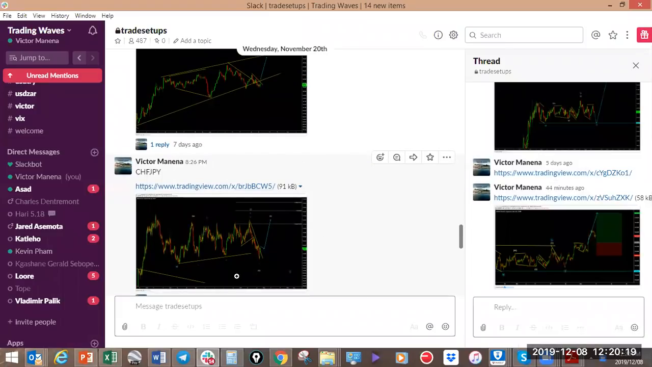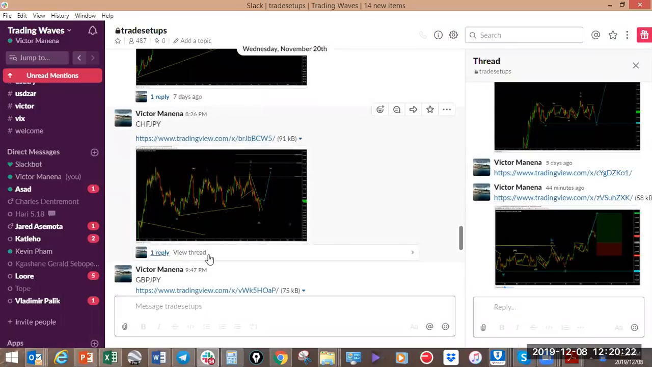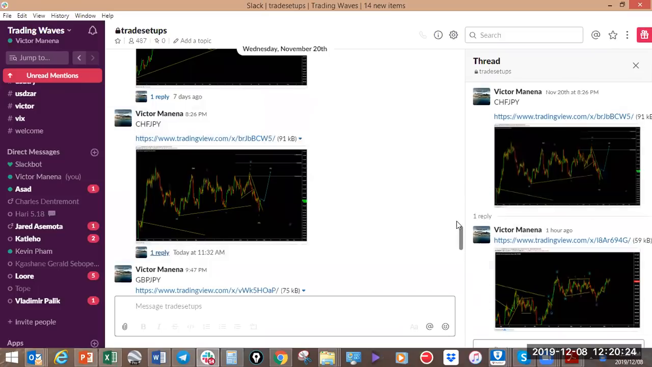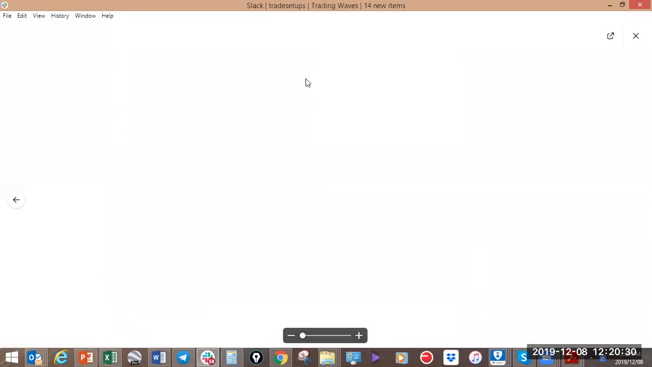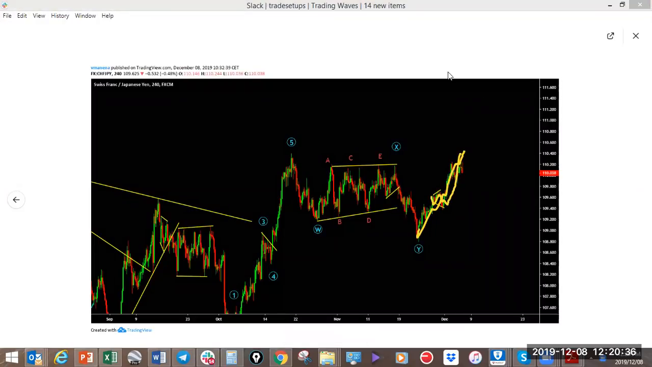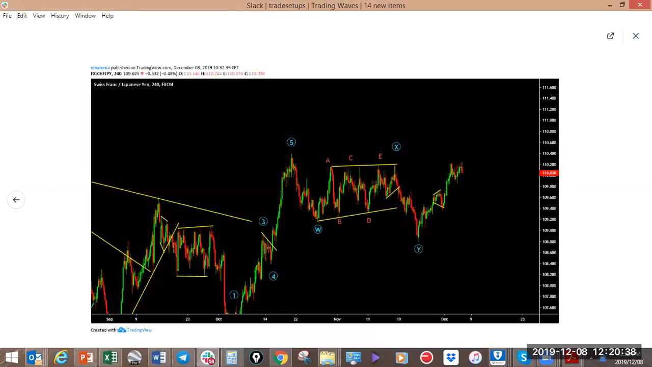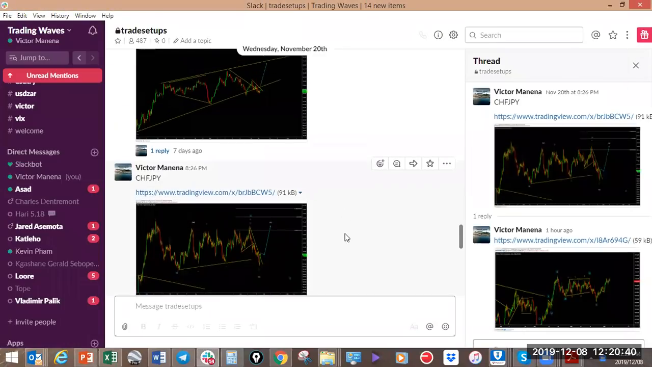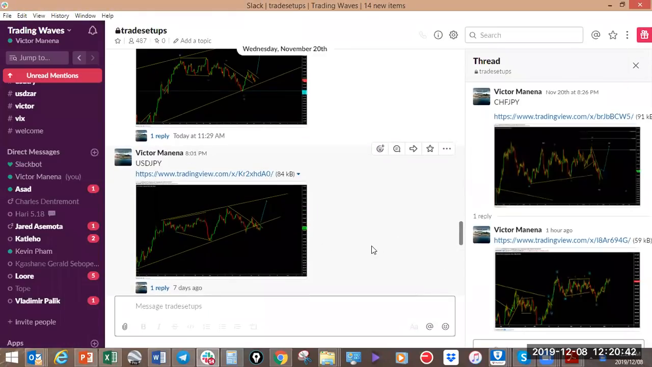CHFJPY, we already spoke about this one. It was already pushed higher, and this is how it has eventually played out. As you can see, eventually giving us an entry here, and then it pushes higher. Now from here, you can see that I've shown you only 2 trades so far that have not played out, and it does happen. You do get some that don't play out.